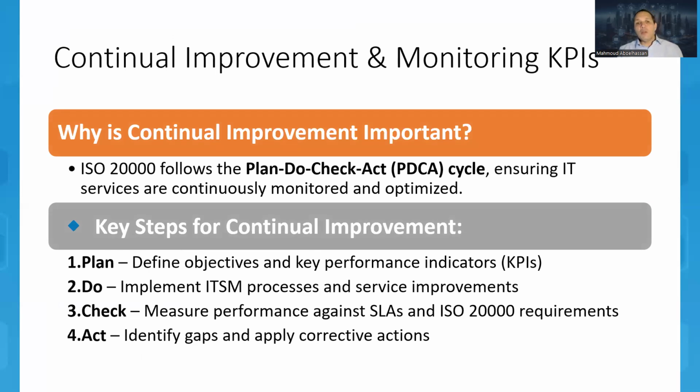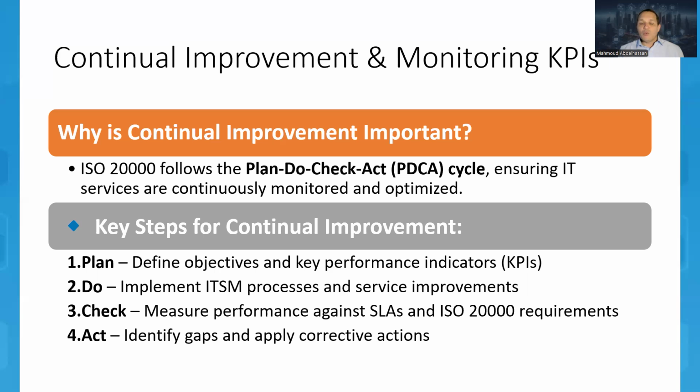Why is continual improvement important? ISO 20000 follows the plan, do, check, act cycle that ensures IT services are continuously monitored and optimized. So we have our key steps.